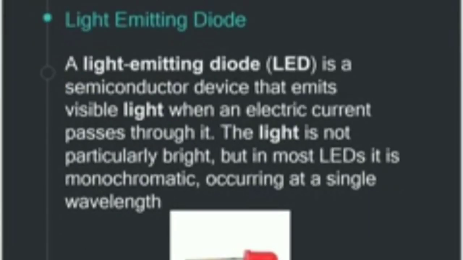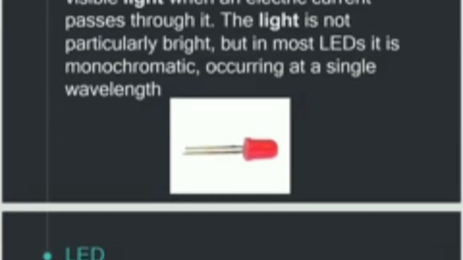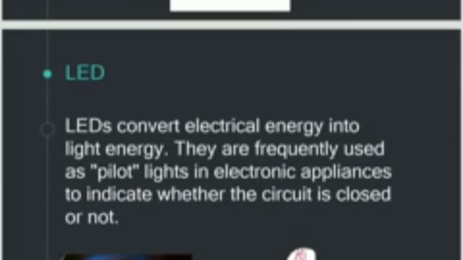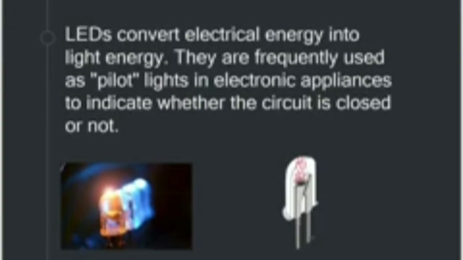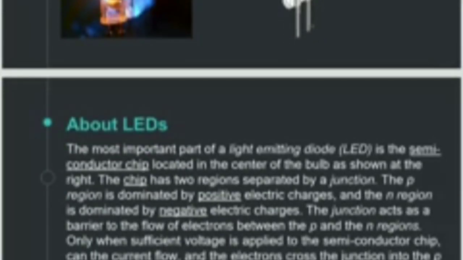A light emitting diode is a semiconductor device that emits visible light when an electric current passes through it. The light is not particularly bright, but in most LEDs it is monochromatic, occurring at a single wavelength. LEDs convert electrical energy into light energy. They are frequently used as pilot lights in electronic appliances to indicate whether the circuit is closed or not. We will see about LEDs.